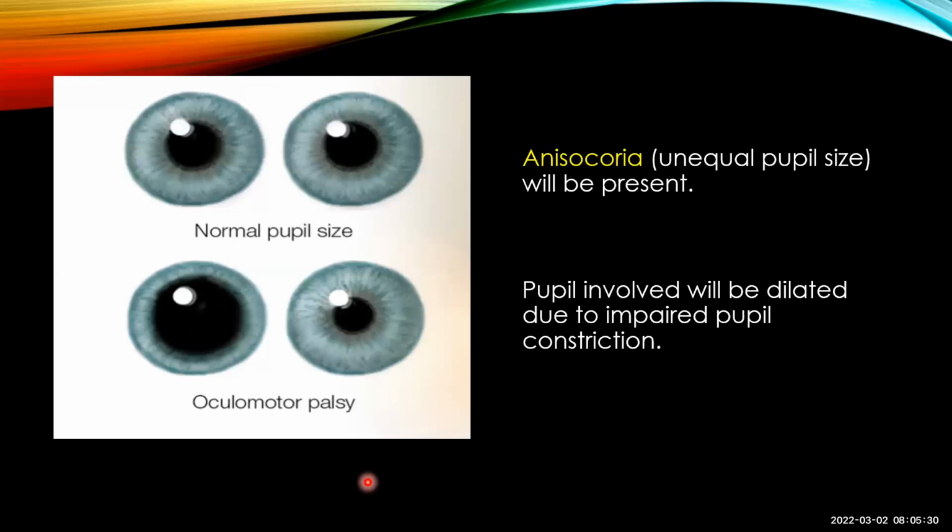Like what Prof. Fadhilah has told us earlier on, pupil examination is extremely crucial for us to determine whether this is a pupil involving cause of third nerve or pupil sparing third nerve. Have a look at the picture on your left. What we can see here from the uppermost picture, there are two normal pupils of equal size. For the one below in oculomotor palsy, what we can see is the right eye pupil appears to be dilated and the size of the pupils in both eyes is unequal. This is what we name as anisocoria. So pupil involvement in oculomotor nerve palsy will get you a dilated pupil due to the impaired pupil constriction.